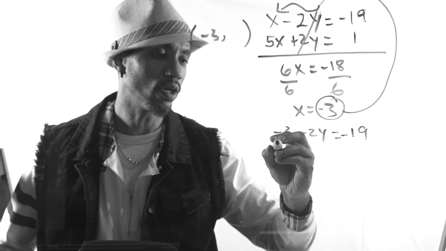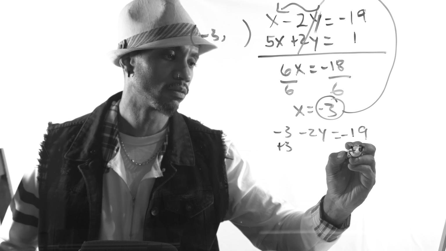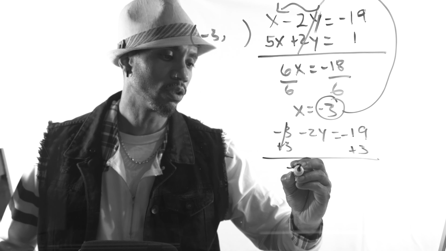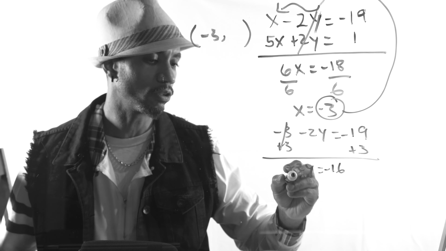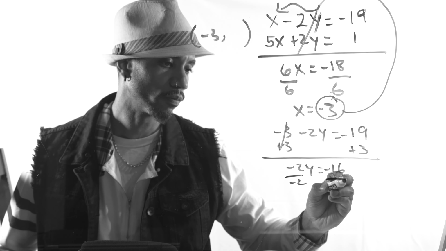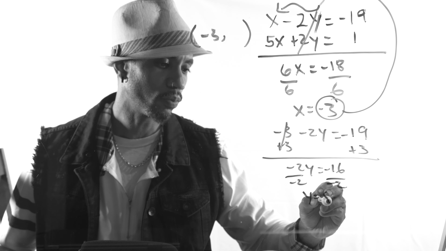I'm going to solve for y now, adding 3 to both sides. Rewriting the equation, we get negative 2y equals negative 16. One more step to solve for y is to divide by negative 2. And then we get y is equal to positive 8.